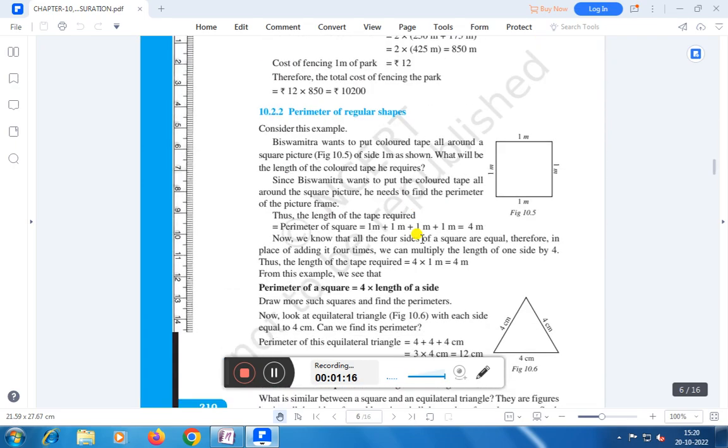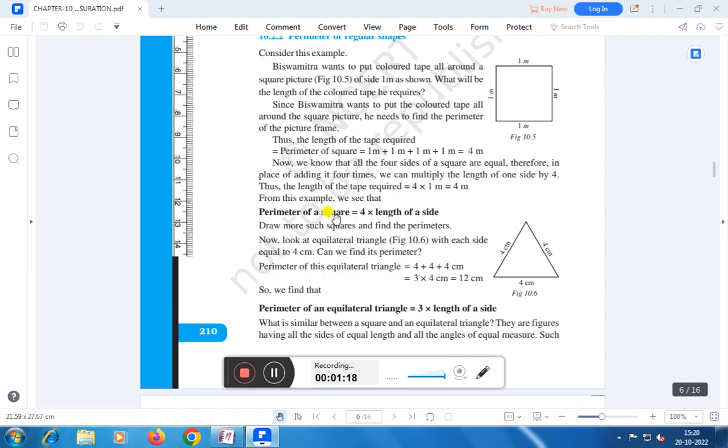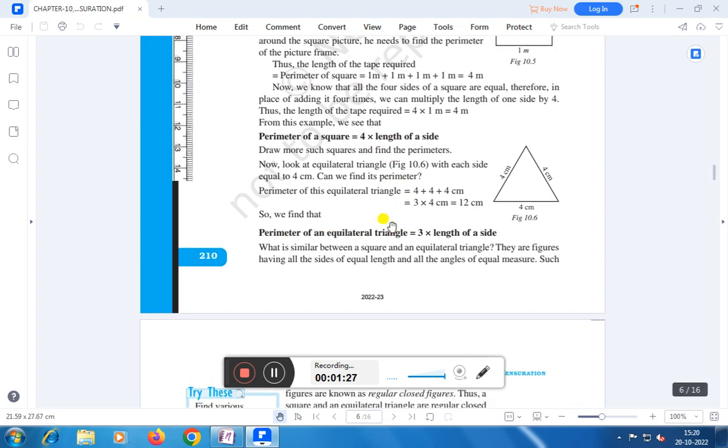Next one is perimeter of a regular shape. Suppose you want to know the perimeter of a square. Then the perimeter of a square is equal to 4 into length of a side. The perimeter of an equilateral triangle is 3 into length of a side. Right.